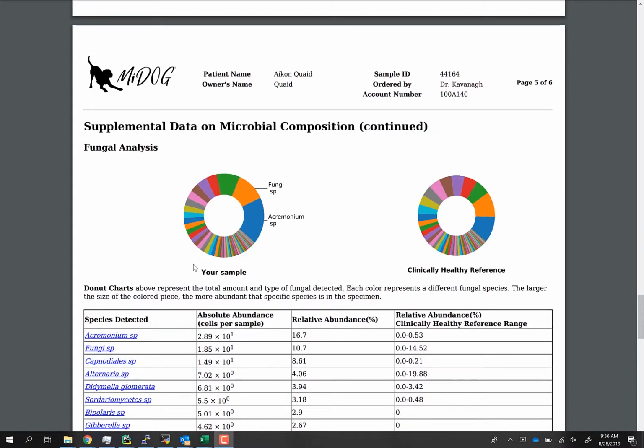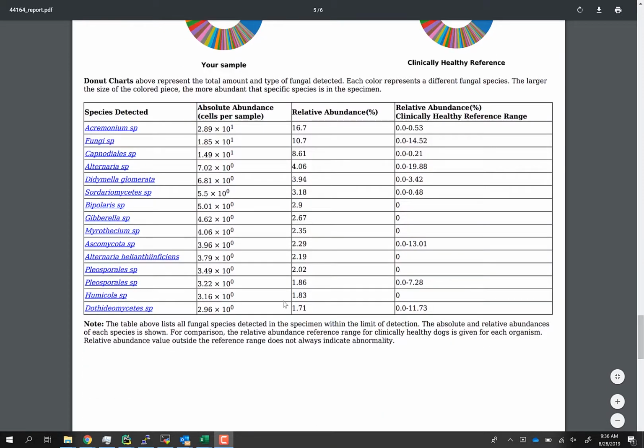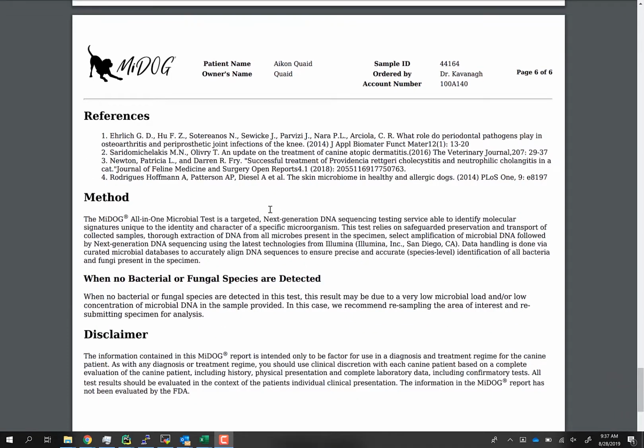The following page is exactly the same as the first one, except it's not bacterial, it's a fungal analysis. And as you see in the ring on the right, that's our clinically healthy range. And the one on the left is the sample we collected. And as you can see, they're pretty close to the same. The funguses that were found are listed here with their relative abundances. The last page is the methods and some references.